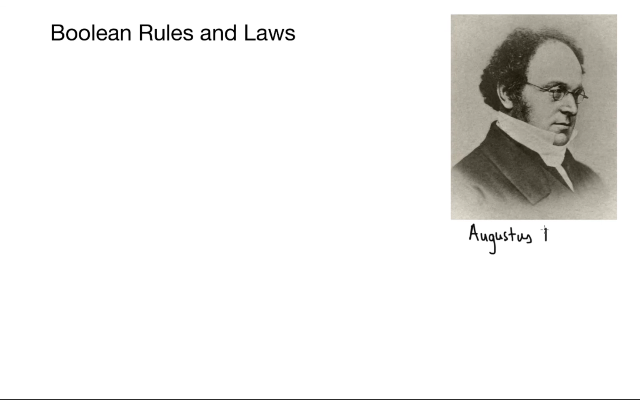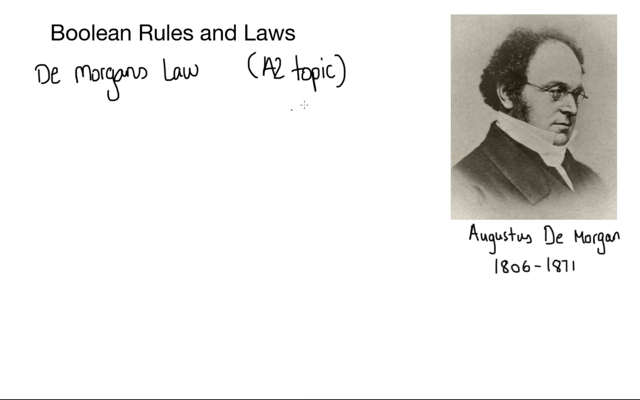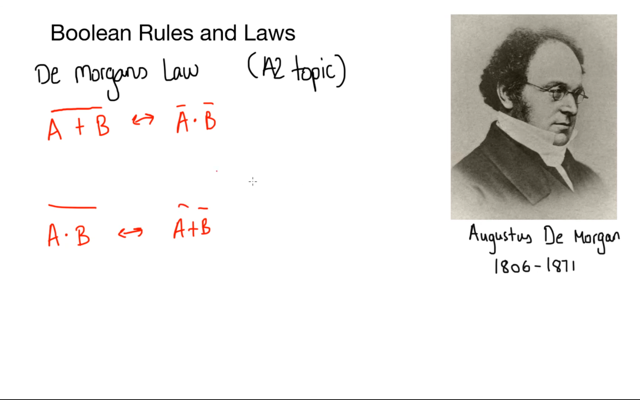Okay, I promise you now this is the last part. We're going to quickly look at an A2 topic here. And we're going to look at this man, Augustus De Morgan, 1806 to 1871. He was a British mathematician and logician. A logician, not magician. Anyway, he created De Morgan's law, which states that not, A or B, is equivalent to not A and not B. And if we look at the AND terms, not, A and B, is equivalent to not A or not B.